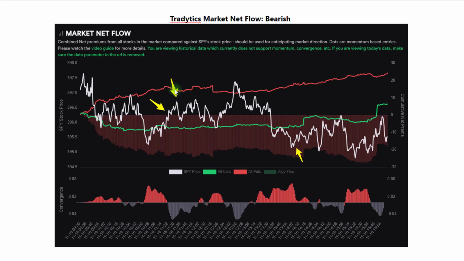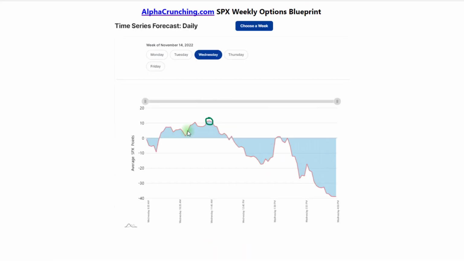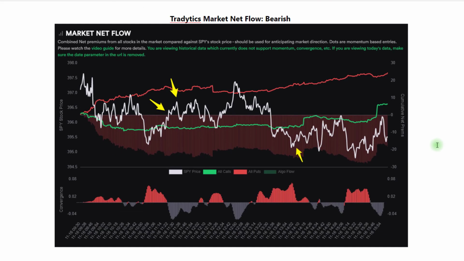So I sort of legged into this particular trade because we saw in the blueprint that it's not just this one time frame. This could be the peak. This could be the peak. So I legged into this.